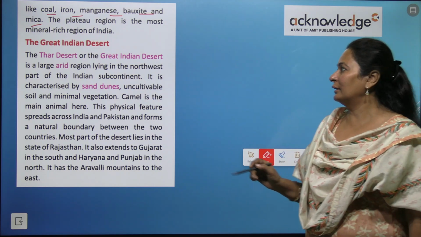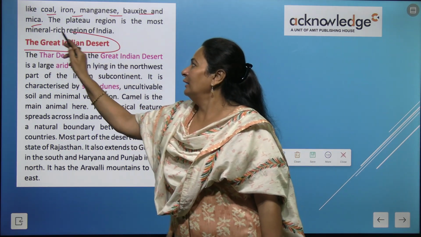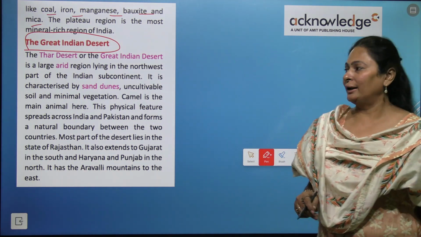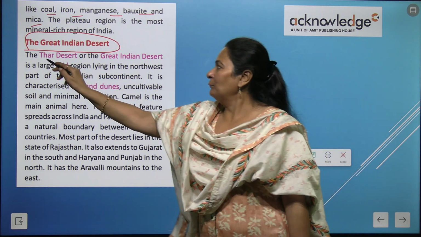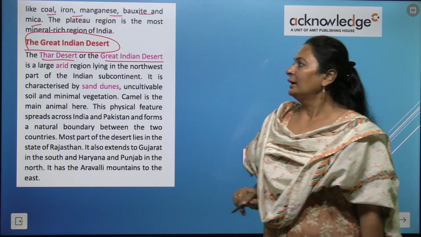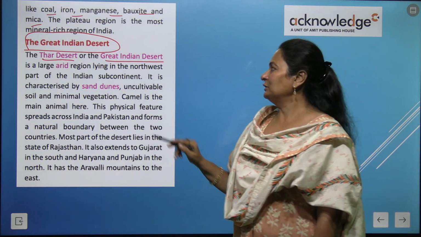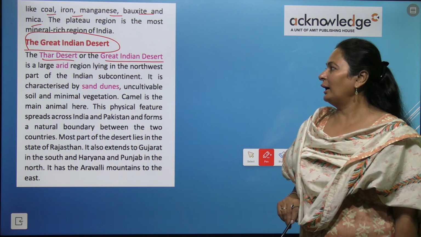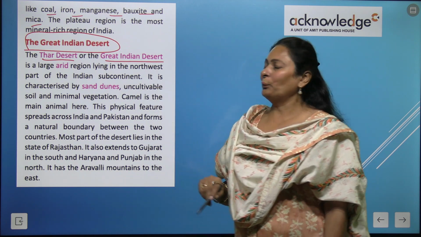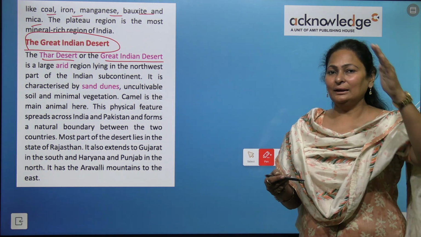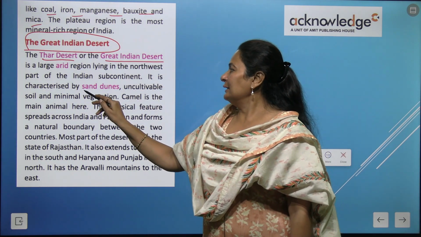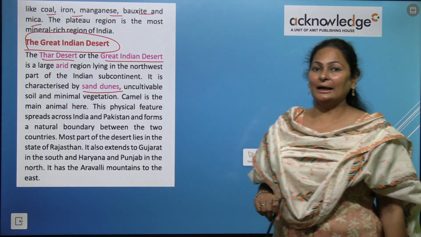We'll start with the Great Indian Desert, another physical feature of India. The other name of this desert is the Thar Desert. The Great Indian Desert is a large arid region lying in the northwest part of the Indian subcontinent. It is in the western, northwest part, and it is characterized by sand dunes.